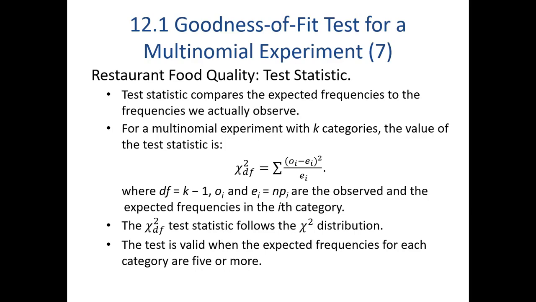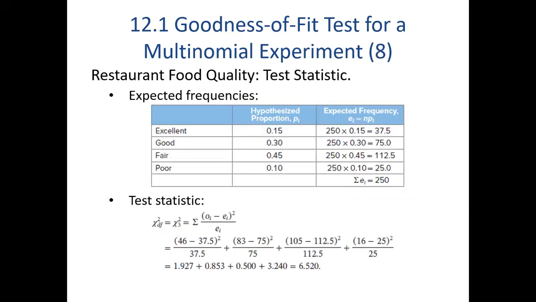The chi-square test statistic follows a chi-square distribution. Now, degrees of freedom is k minus 1. What is k? Number of categories. For the food problem, there are 4 categories, so degrees of freedom will be 4 minus 1, which is 3. Okay. The test is valid when the expected frequencies for each category are 5 or more. Okay.